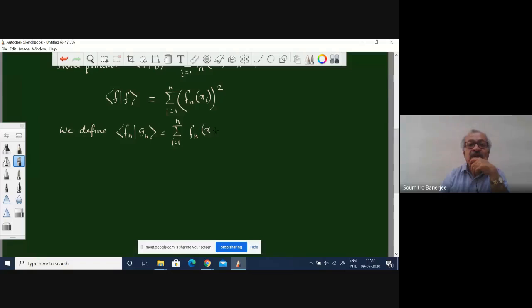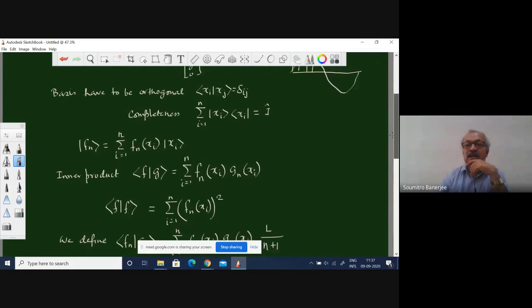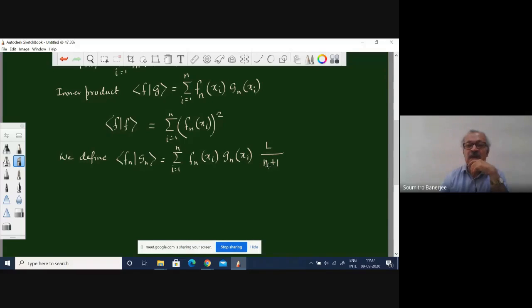Fn xi, gn xi. But now we have to multiply with something so that it does not blow off. What is normally done is to multiply by L over n, where L is the total length that you are integrating over, and n is the number of divisions that you have made. Then this will not blow off, and we can have a definite value of this function. Okay. So it remains bounded.